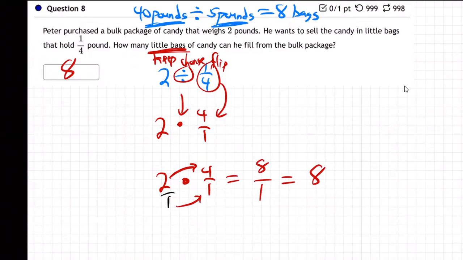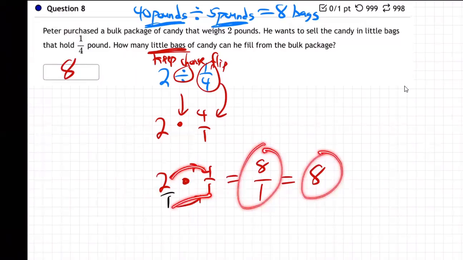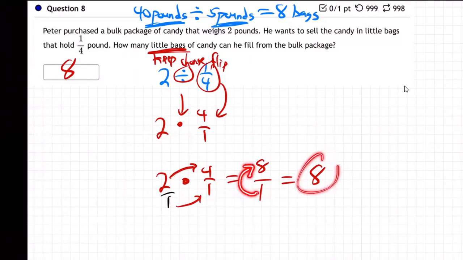Everybody see what happened in the end there? I multiplied straight, top, bottom, 8/1. And 8 divided by 1 is just 8. Anything divided by 1 is just itself, right? Or 1 goes into 8 eight times. 8 bags of candy. That makes sense, doesn't it?